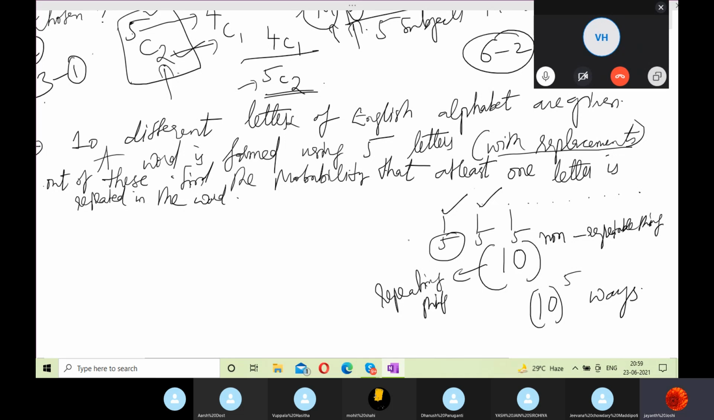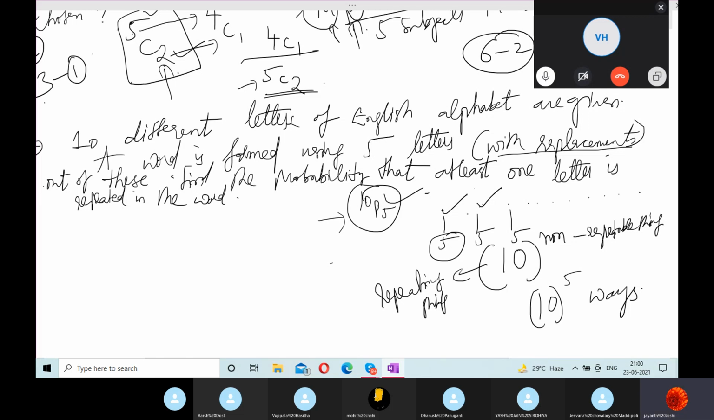So now 10 different letters of English alphabet are given. A word is formed using 5 letters with replacement out of this. So from 10 we need to make 5 letters, but the thing is here replacement can happen. If replacement was not happening, then it is 10p5 ways that we can arrange. But here replacement is happening. That means the word can get repeated. So five letters can be the same in a word. So that is the case they have given. Very tricky question.